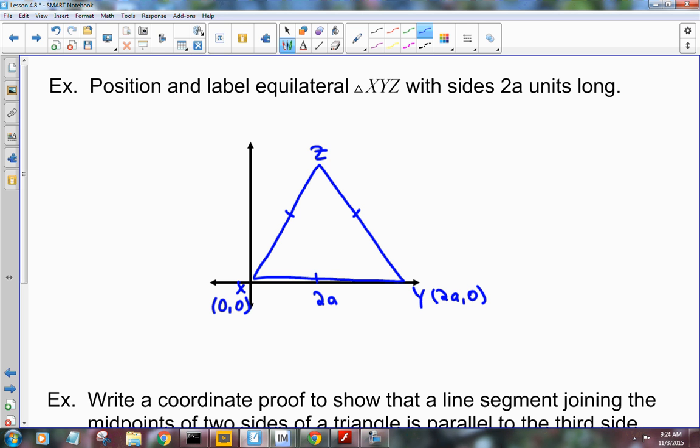Alright, now, what about Z? I have to go over and then up. Now this is equilateral, but it's just like an isosceles triangle. If I go over, where do I go? A units, because it's half that base. So you go over A units, and then you go up a height that we don't know, right? So we can let it be B.